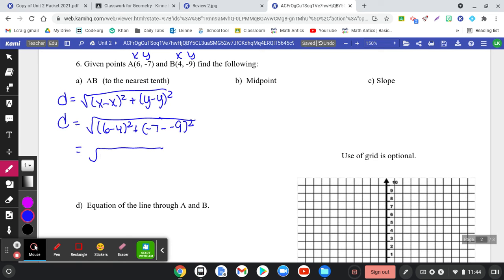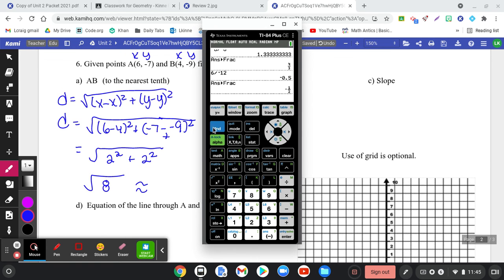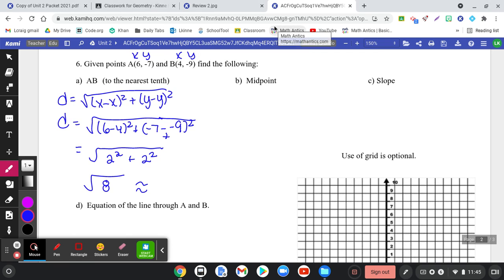6 minus 4 is 2 squared. Negative 7 plus 9 ends up also being 2 squared. So we have 4 plus 4, which is 8. Take the square root, and we'll round to the nearest tenth. You've got a calculator. Second, x squared, 8. 2.82, so it'll just be 2.8.